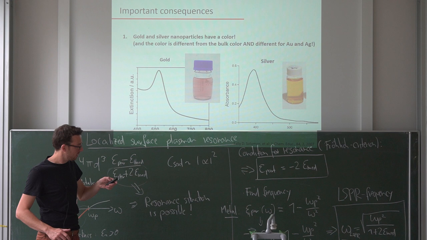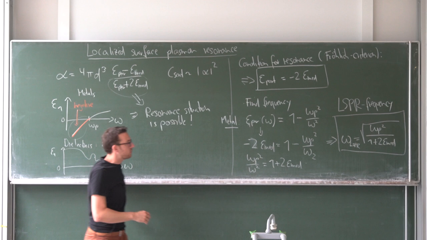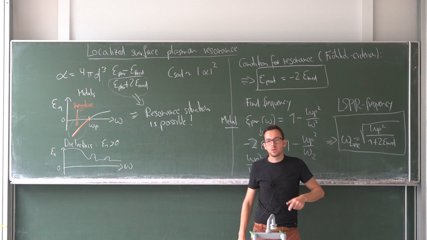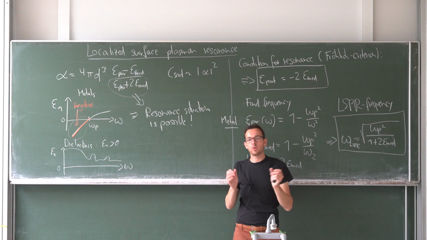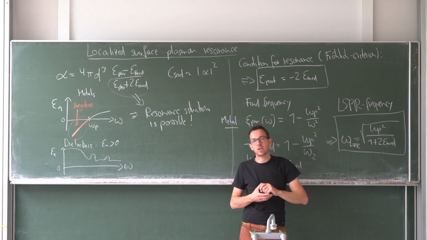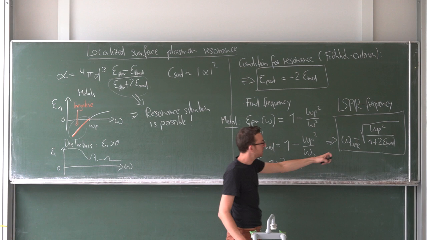Okay, there's something else that we can see in our localized surface plasmon resonance frequency, and that is it also depends on the dielectric environment. So the refractive index or the dielectric function of the medium, so of the surrounding of the particle, goes into the equation. That means if I change this dielectric environment, if I change the refractive index of my medium, I would expect to see a shift in this resonance wavelength.